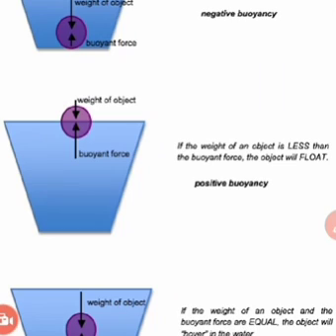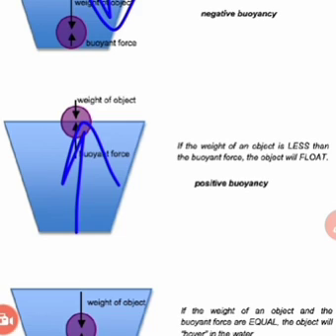If the weight of an object is greater than the buoyant force, the object will sink. If the weight of an object is less than the buoyant force, the object will float. If the weight of an object and the buoyant force are equal, the object will neither sink nor float. It remains at some particular position.